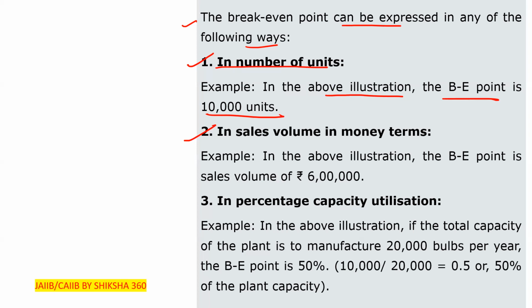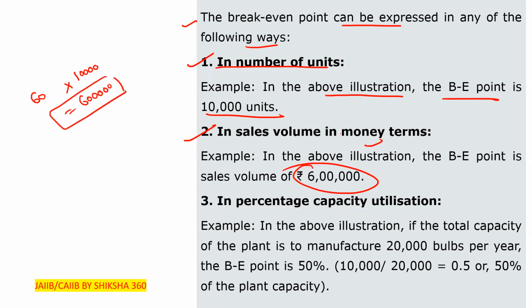Sales volume basically in terms of money. So in the above illustration, the break-even point in terms of sales volume is rupees 6 lakh. Clear? Because the cost of each bulb is rupees 60, and the quantity produced is 10,000. So overall the sales volume is 6 lakh. So in the above illustration, the break-even point in sales volume is rupees 6 lakh.